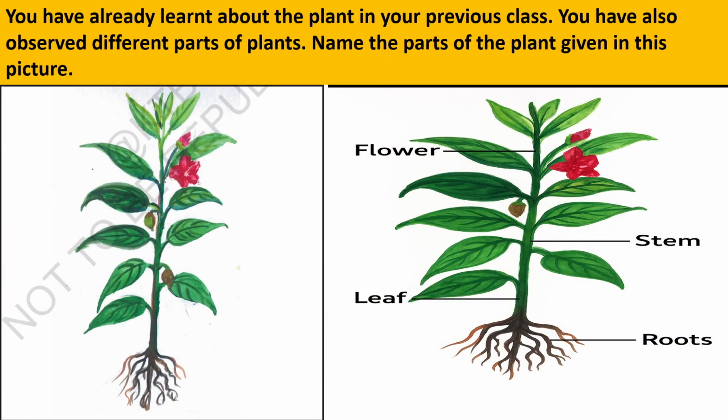You have already learnt about the plant in your previous class. You have also observed different parts of plants. Name the parts of the plants given in this picture. The flower, leaf, stem, roots. This is leaf.